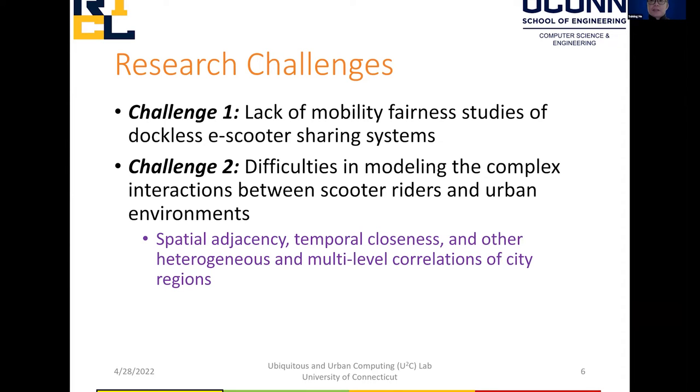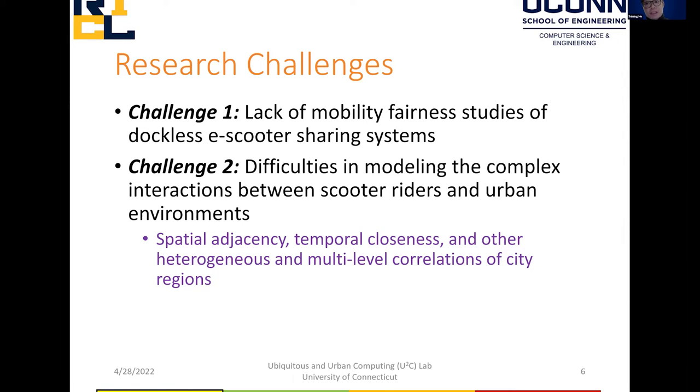First, there is still a lack of mobility fairness studies on dockless e-scooter sharing systems. In the past few years, we have observed many systems deployed. However, such mobility fairness has not yet been extensively studied or thoroughly understood.